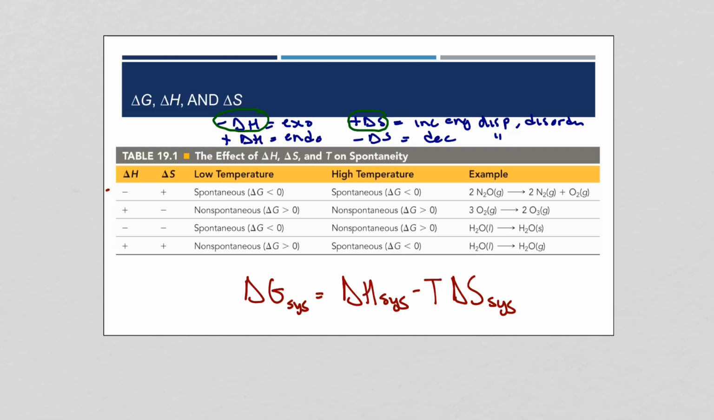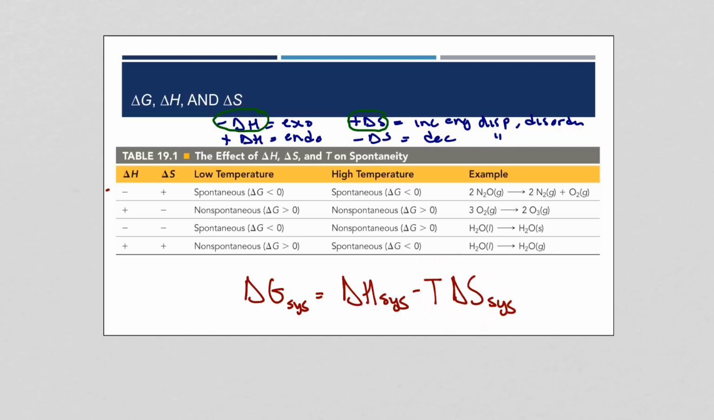So let's say we have an exothermic reaction, but it has a decrease in entropy. So this would be, again, like freezing. It would be one of the examples. So if we look at the numbers, this type of reaction is going to tend to be spontaneous as we lower the temperature. If I lower the temperature, it's, in a sense, lowering the importance of the entropy value. So it's lowering this term in the equation.